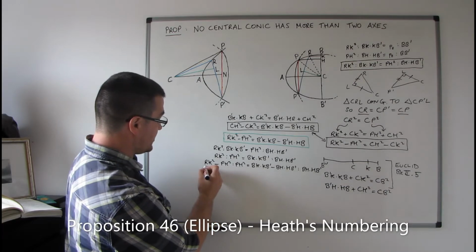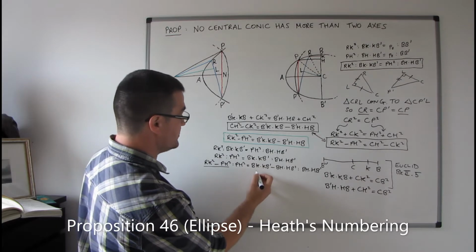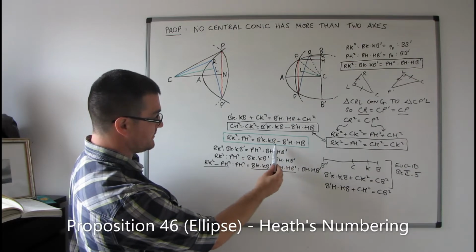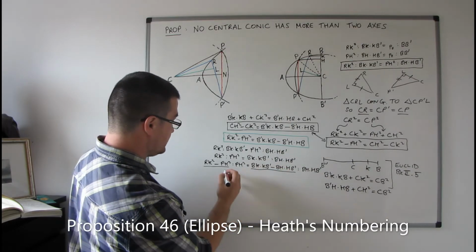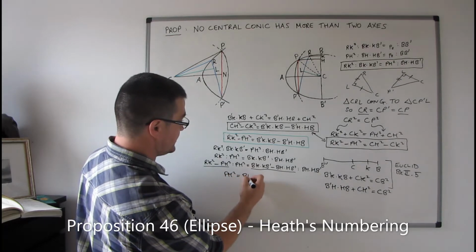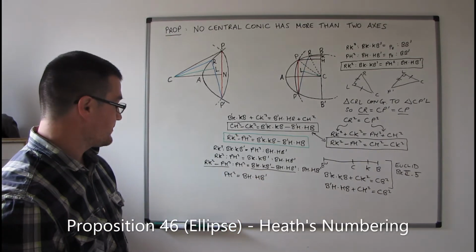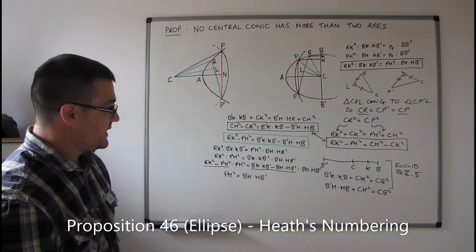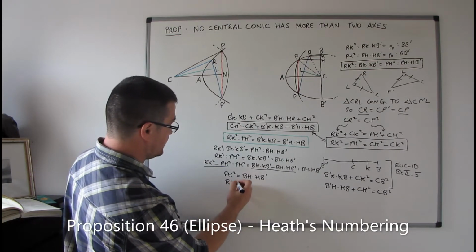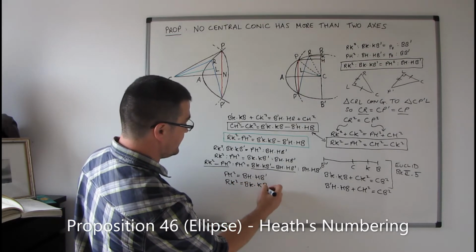So I know that this RK squared minus PH squared is equal to this, because that's what I've shown here. So therefore PH squared is equal to BH times HB primed. But in a similar way, I can also show that RK squared is equal to BK times KB primed.